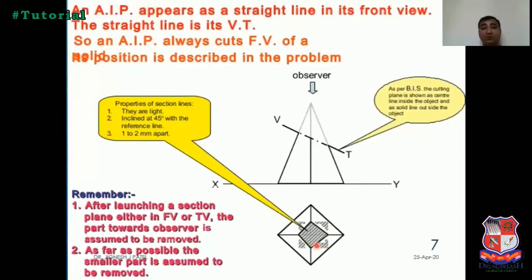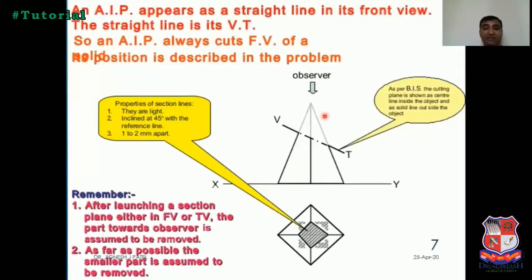After locating a section plane, either in front view or top view, the part towards the observer is assumed to be removed. Towards the observer, here you can see the position of the observer is here, so this part will be removed.